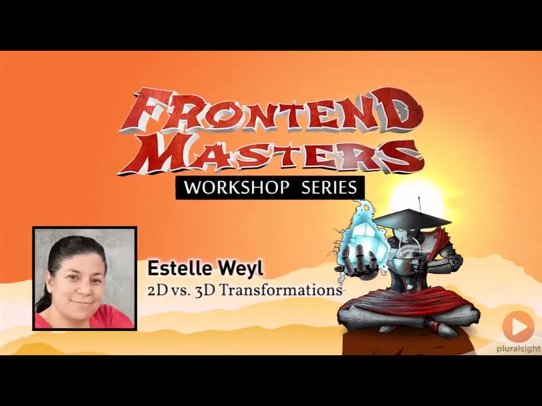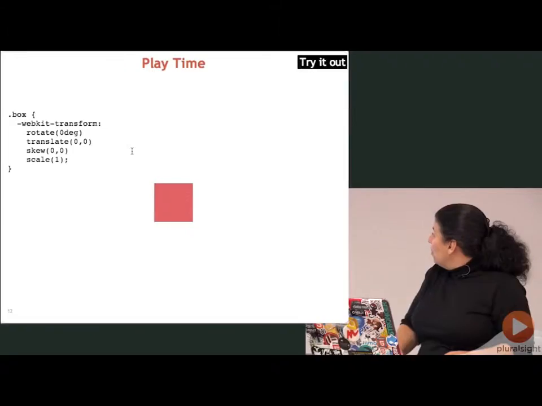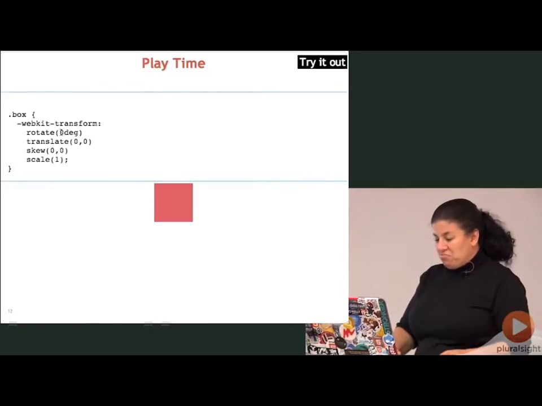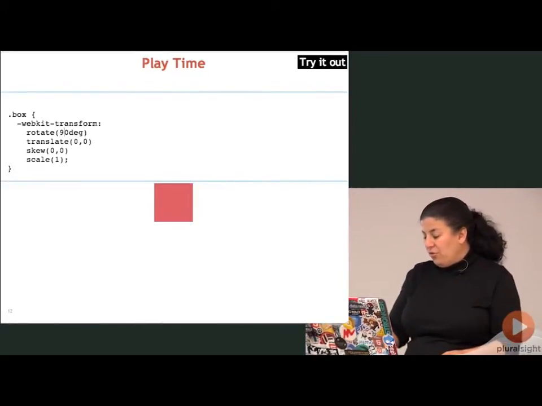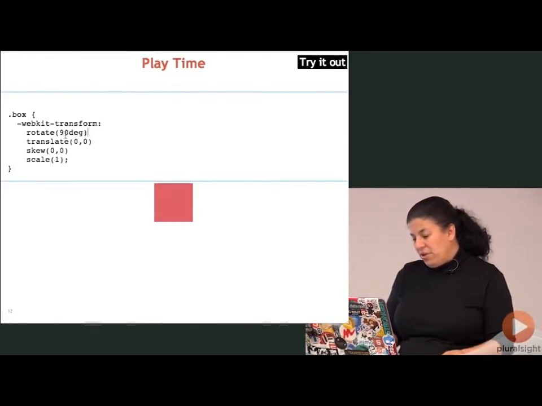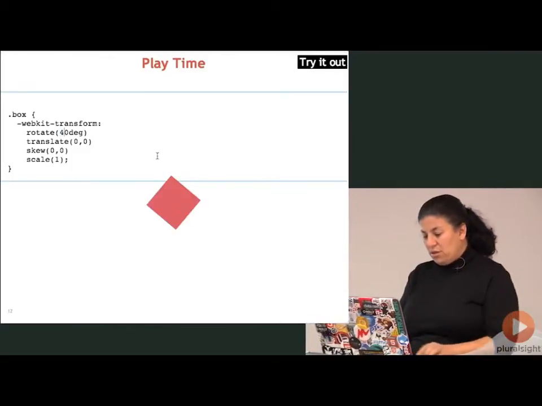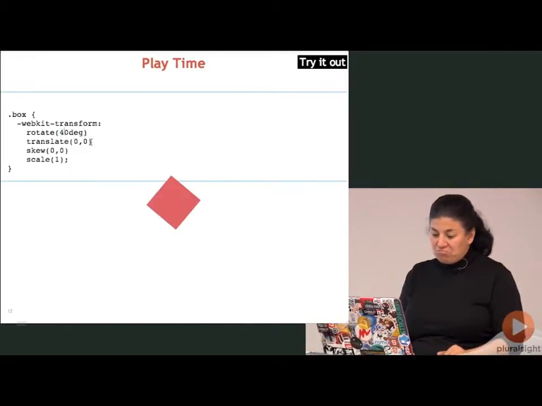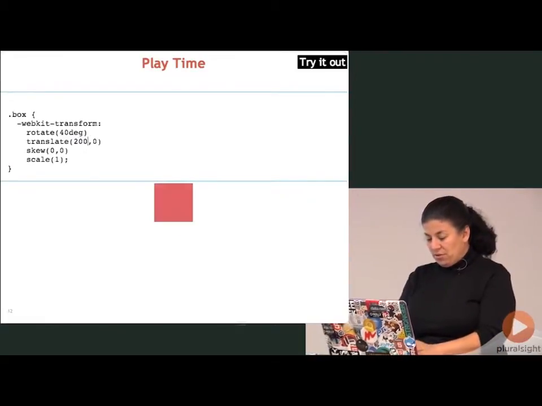So let's play with it. Go to slide 12 and play along. If I do 90 degrees, you really can't see anything, right? But if I'd done 40 degrees, you'd be able to see it. If I translate it 200 pixels, you might notice.